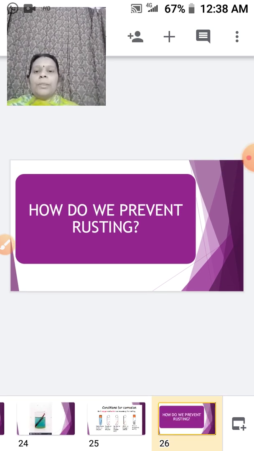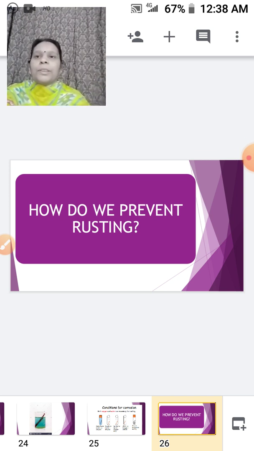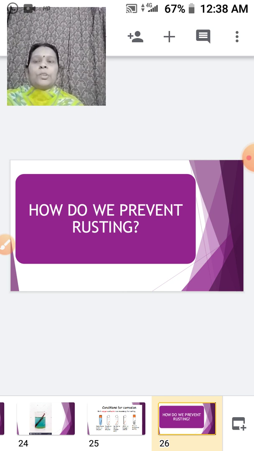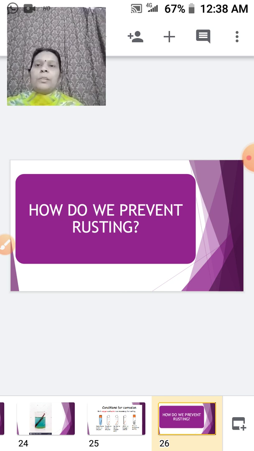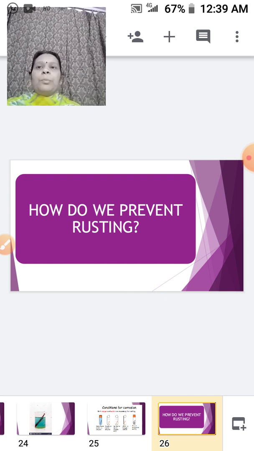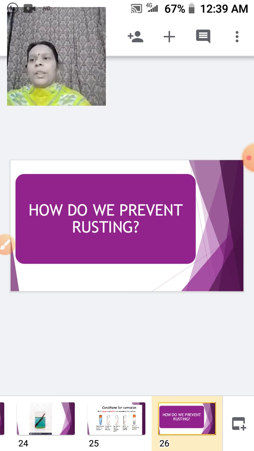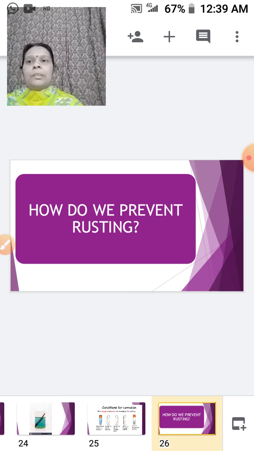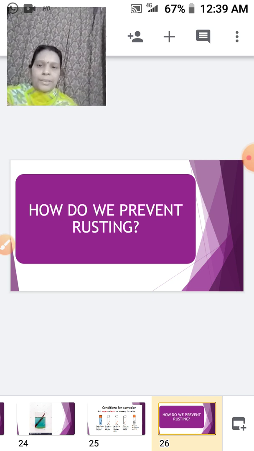Now how can we prevent this rusting? An iron surface can be protected from rusting by preventing it from coming in contact with air and water. How can it be done? First, by coating the iron surface with oil, grease or paint. This is the normal method. Second, by depositing a layer of zinc on the iron surface, and the process is called galvanization. The third one is forming an alloy of iron by chemically combining certain metals or non-metals, which do not gather rust. So these are the three ways in which we can prevent rusting.